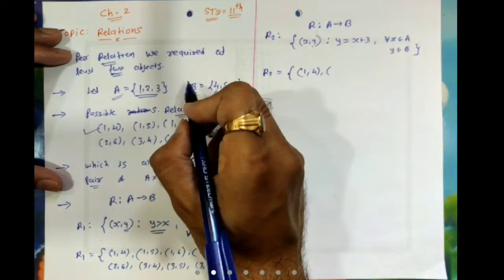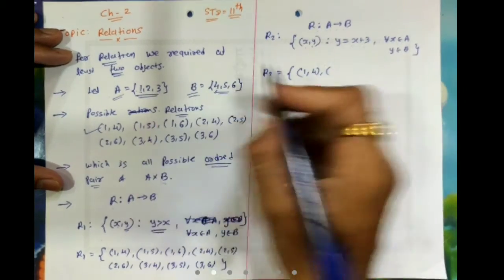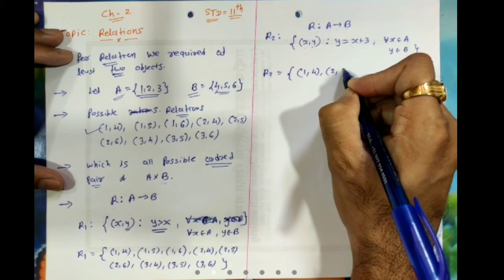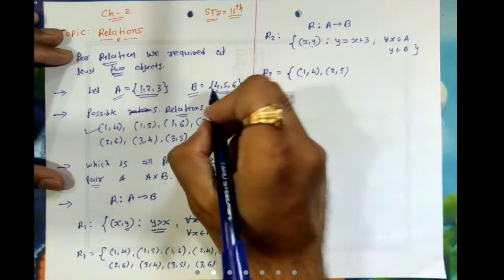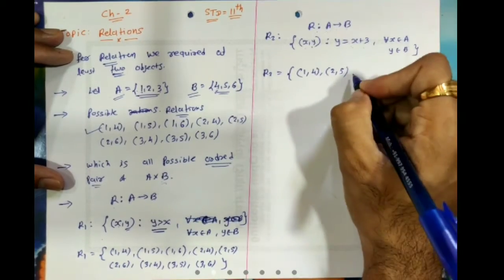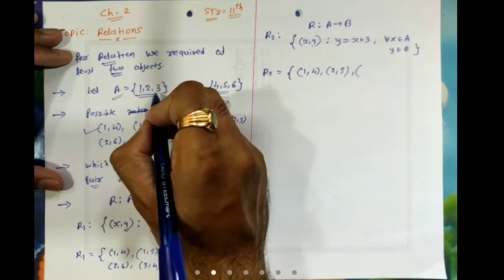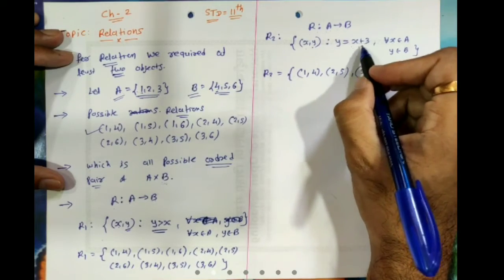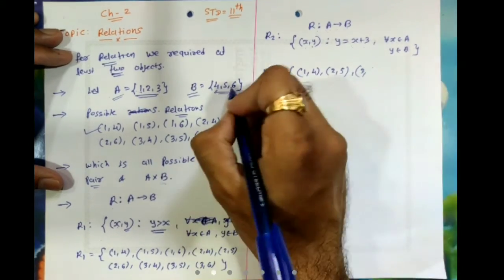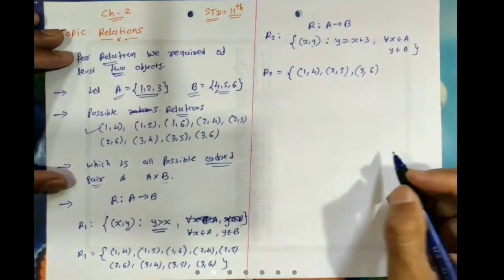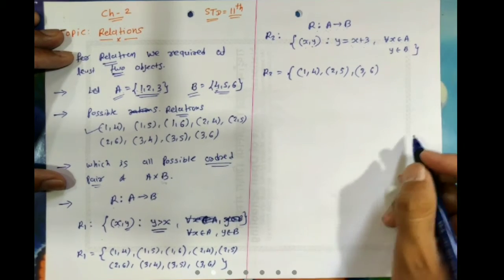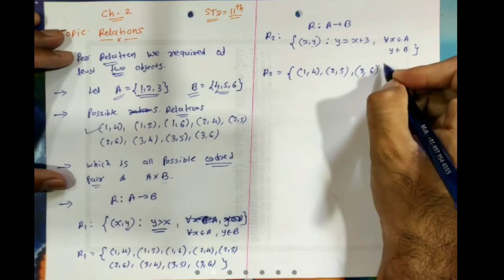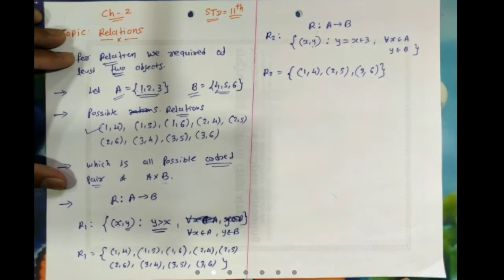Now, the second possible ordered pair is, suppose we are taking x equal to 2. So if it is 2, then y must be 2 plus 3, 5. 5 belongs to set B, so we can write 2, 5. Third possible ordered pair, suppose we are taking x equal to 3, then y will be 3 plus 3, 6. 6 is over there, so we can take 6. Now can we take any more number for this x? No possibilities are there. So this is our relation R2.